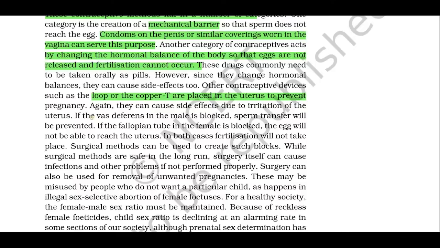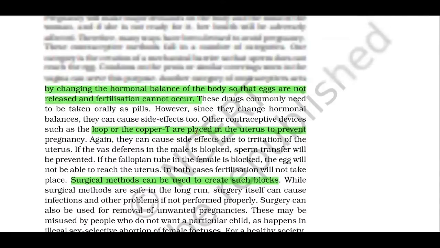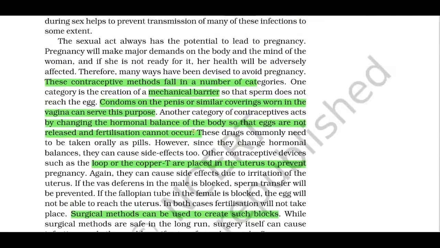And if the vas deferens in the male is blocked, the sperm transfer will be prevented. And in case of female, the fallopian tube can be blocked. The egg released will not be able to reach the uterus. In both these cases, surgical methods are used. Surgical methods are employed to block such things, that is vas deferens in case of male, fallopian tube in case of female.